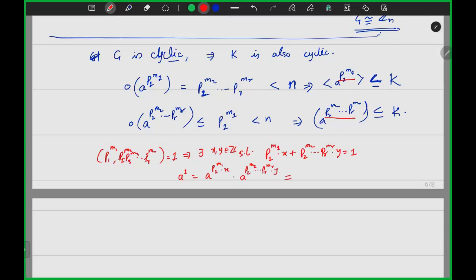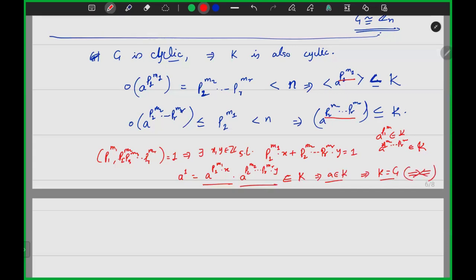Because this a to the power P1 M1 also belongs to K, and a to the power P2 M2 PR MR also belongs to K, this product belongs to K, right? Once a belongs to K, this implies K is equal to G. Now this is our contradiction.